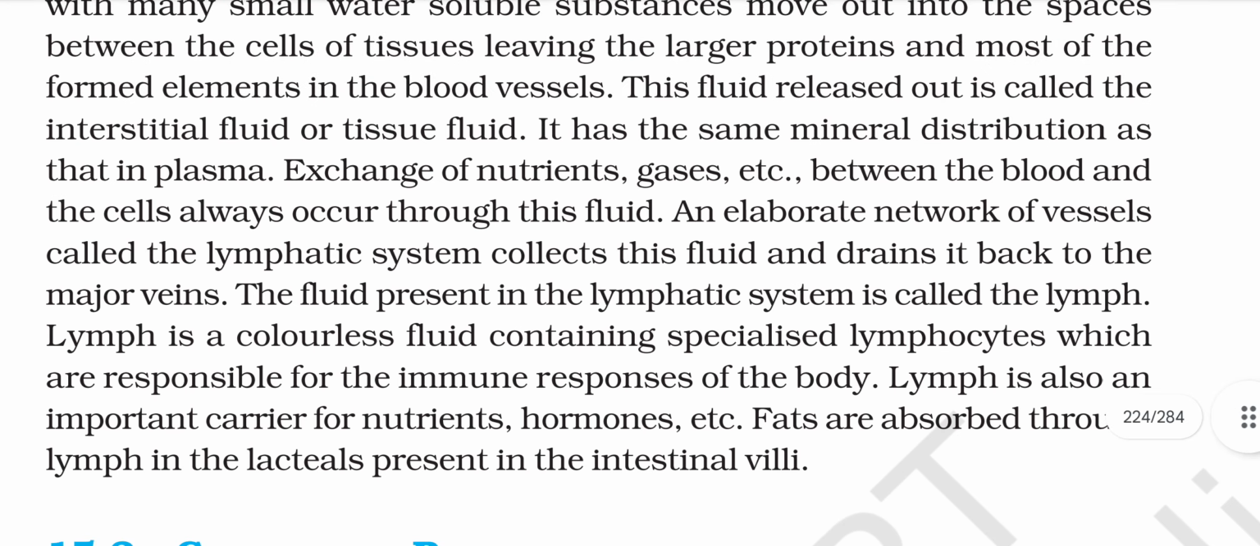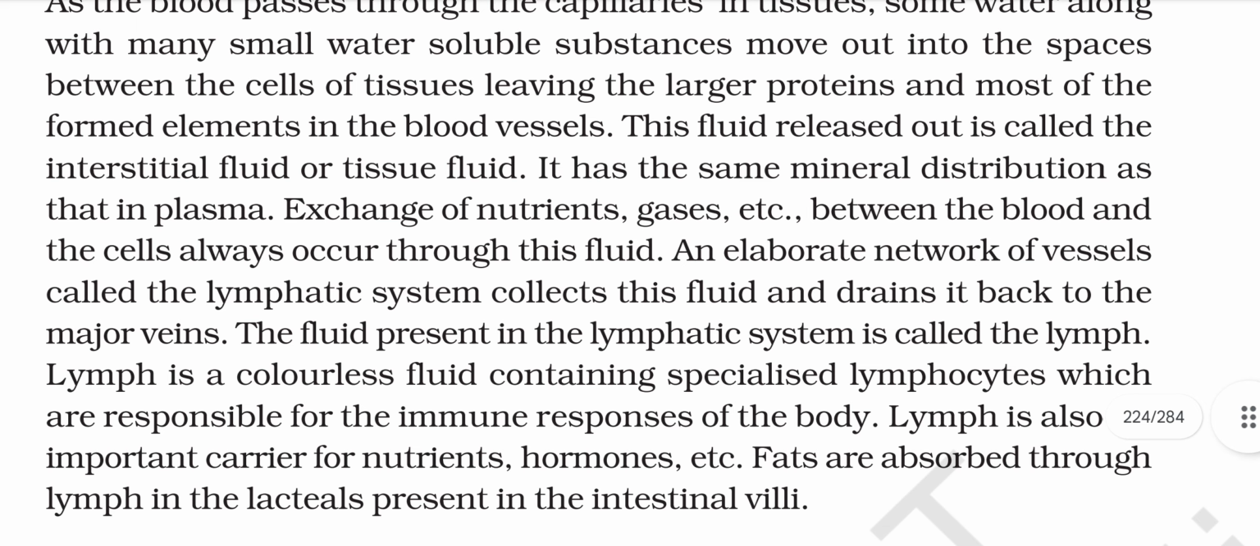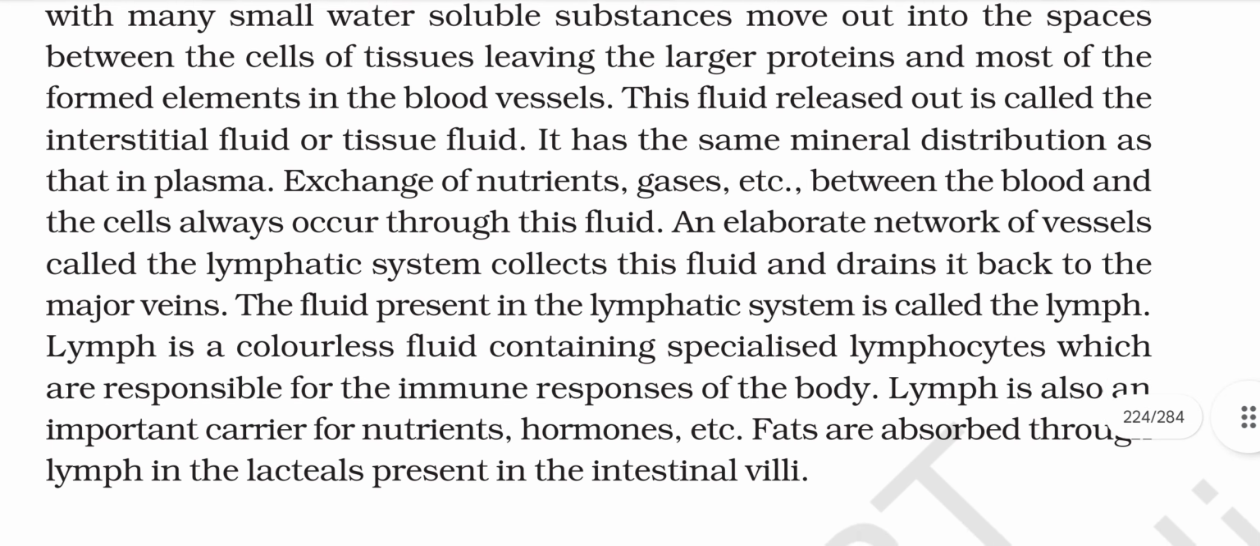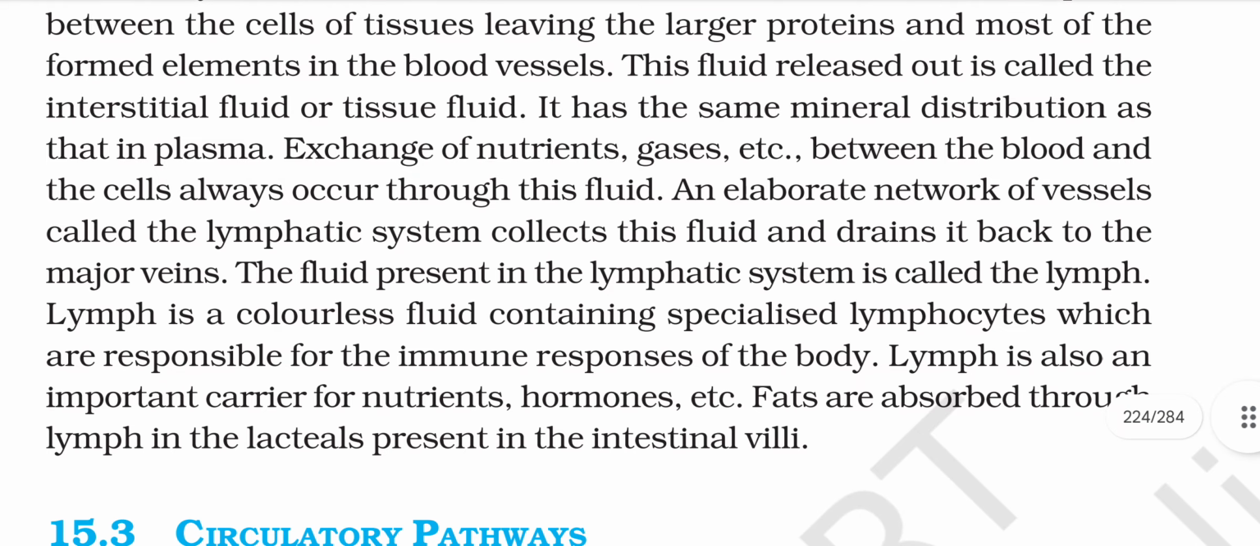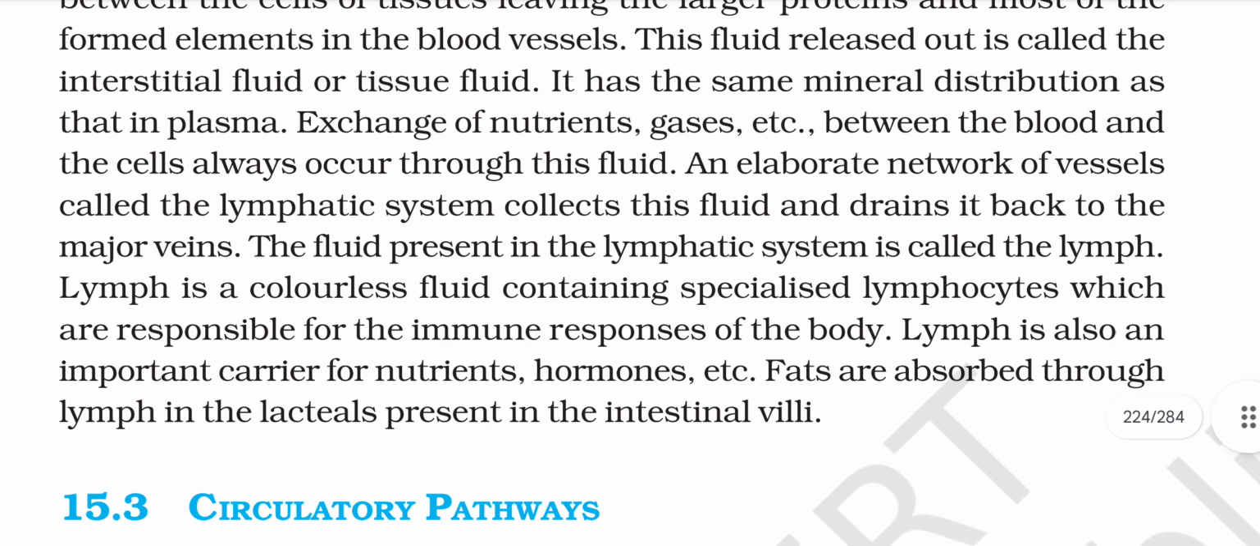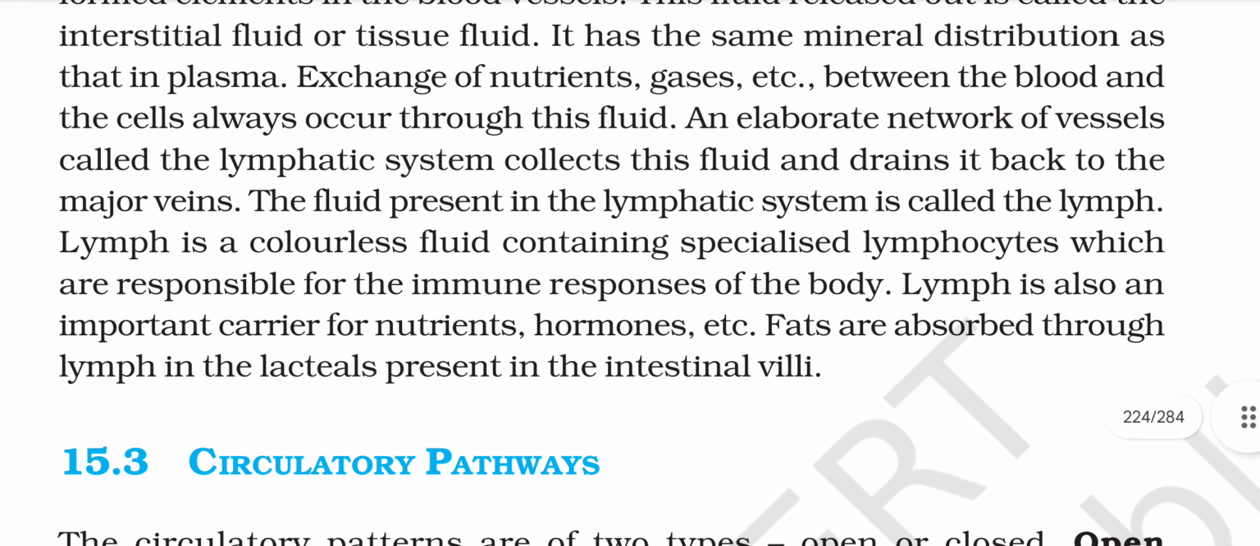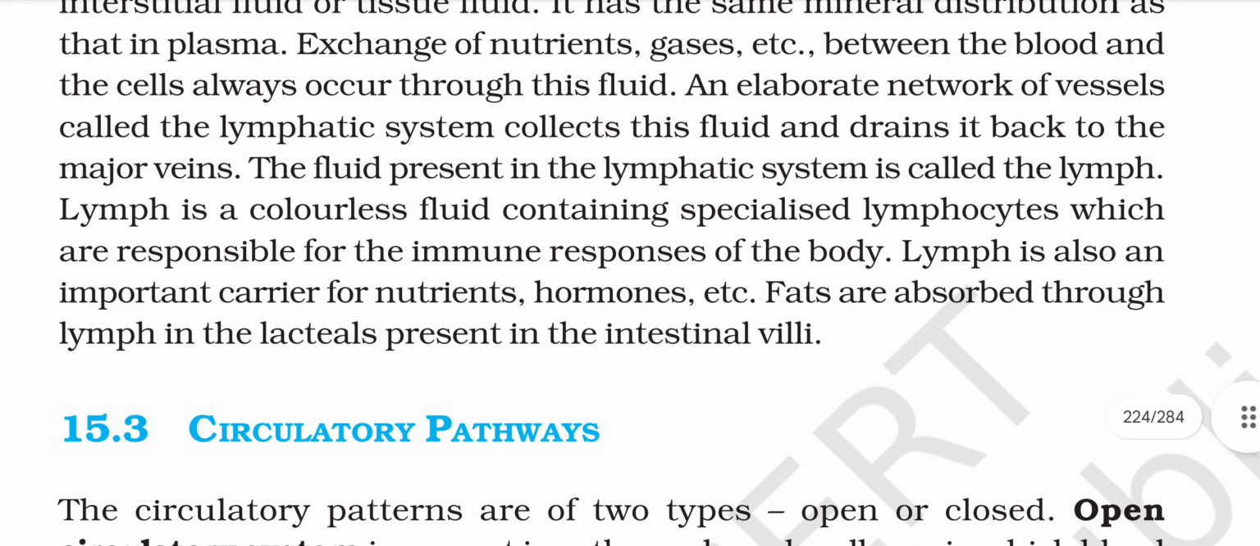It leaves behind some larger proteins and most of the formed elements in the blood vessels, right? So an elaborate network of vessels called the lymphatic system collects this fluid and drains it back to the major veins. The fluid present in the lymphatic system is called the lymph.